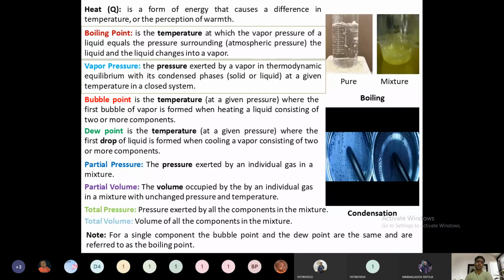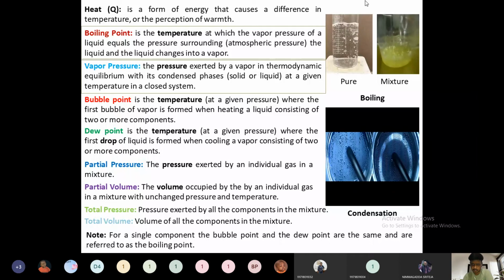So what are the boiling point, vapor pressure, bubble point, dew point, partial pressure, partial volume and total pressure? What are all these quantities? Until now we are referring to temperature T, PT as total pressure, PA as partial pressure, and PA superscript V as vapor pressure. How are we referring to all these quantities?